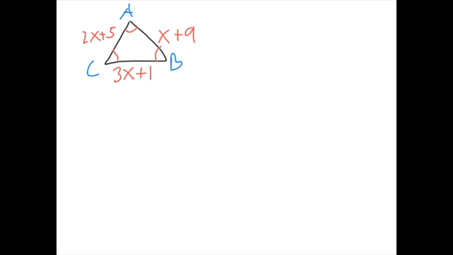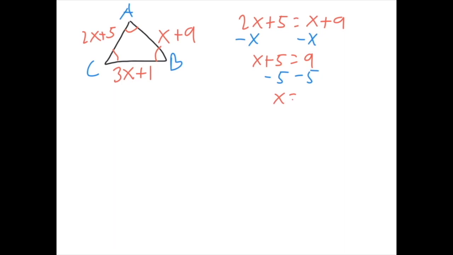So first, let's try to solve for x. Since all these sides are equal to each other, all we have to do is set 2 of these sides equal to each other, and we can find out what x is. So let's take any 2. I'll just take 2x plus 5 and set it equal to x plus 9. And then solve for x. So subtract x from both sides, and that'll give us x plus 5 equals 9, and then subtract 5 from both sides, and that'll give us x equals 4. So we know x is 4.